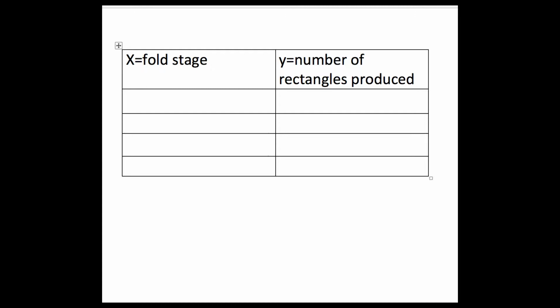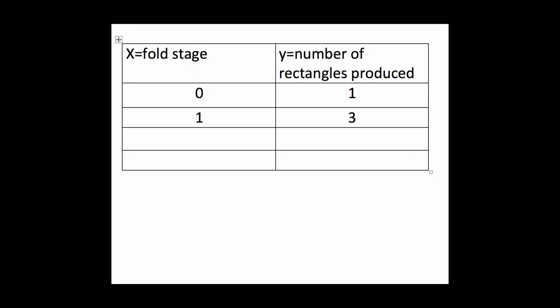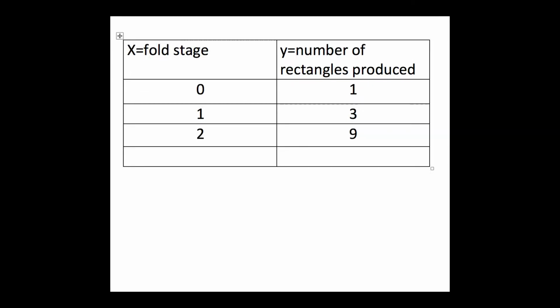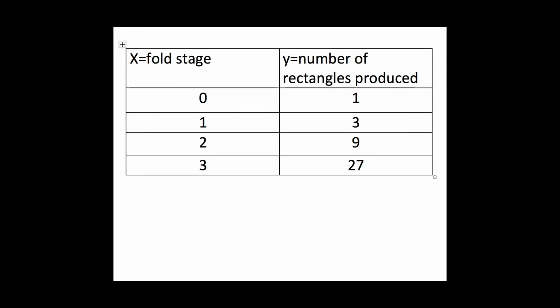We can make a T-chart of our paper folding demonstration to see what kind of function we've produced. At fold stage 0, we have 1 rectangle. At fold stage 1, we have 3 rectangles. At fold stage 2, we have 9 rectangles. At fold stage 3, we have 27 rectangles.